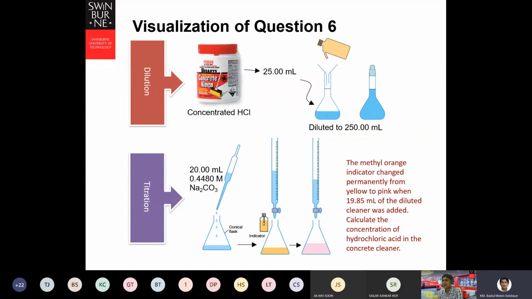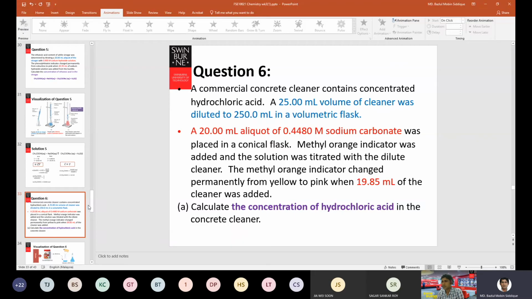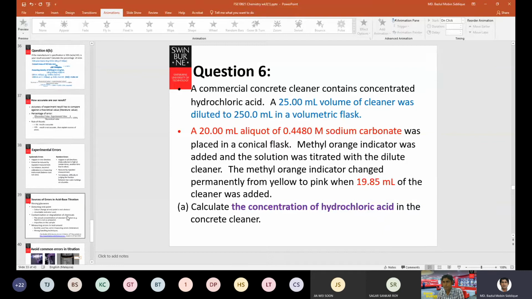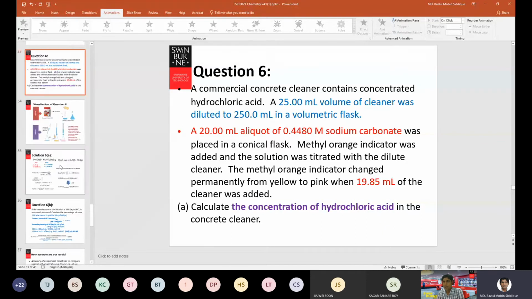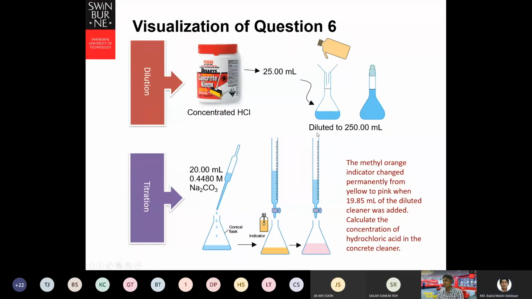Visualization of question 6. Where is the question 6? Let me check how many do we have? How do I end it? Okay, we do not have many, but I will just go through quickly for this.